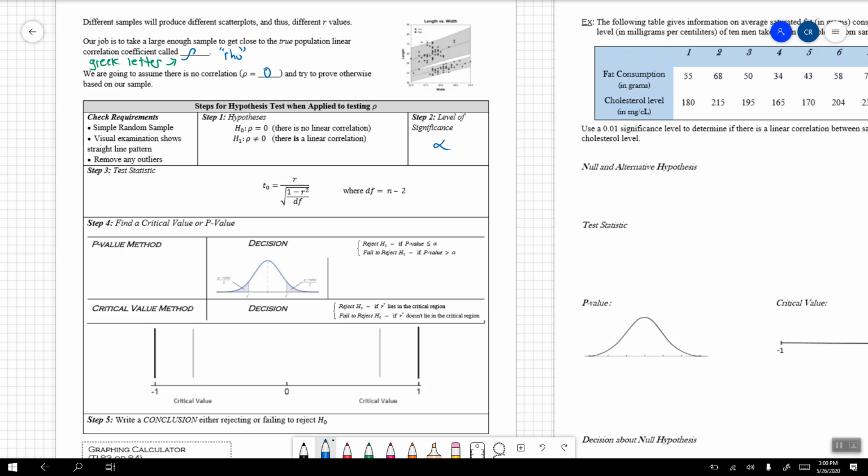All right. So we're going to need to know how to pull off a test statistic. Sometimes that's going to be beneficial. The degrees of freedom for this test statistic is going to be n minus 2. Be careful with that. So this DF stands for degrees of freedom. Degrees of freedom is n minus 2. N is again sample size. So remember, n is your sample size.